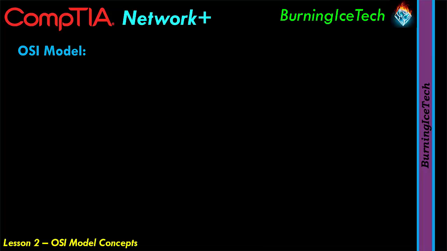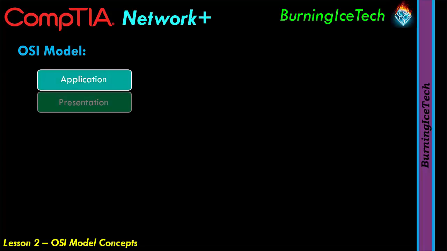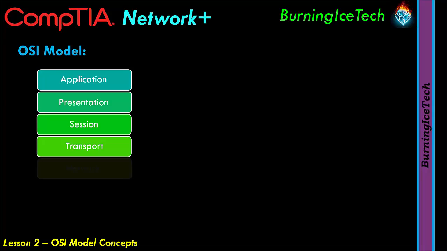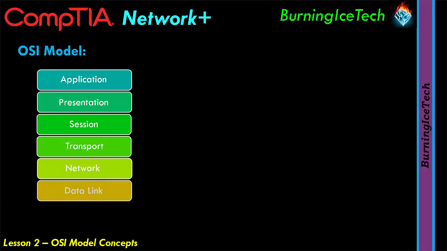Now, if you're wondering what these 7 layers are, it starts with application, so that's going to be one of them. Then we've got the presentation layer, followed by the session layer, transport layer, network layer, data link layer, and lastly, folks, the physical layer.